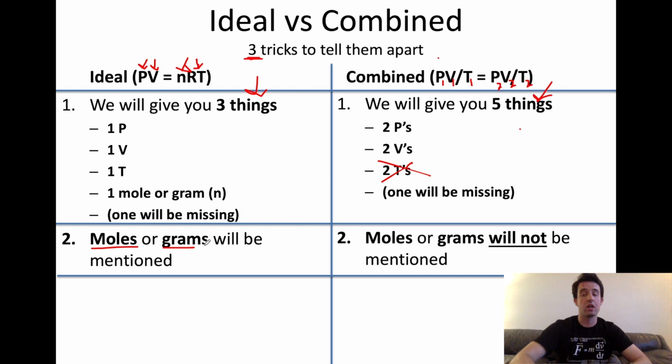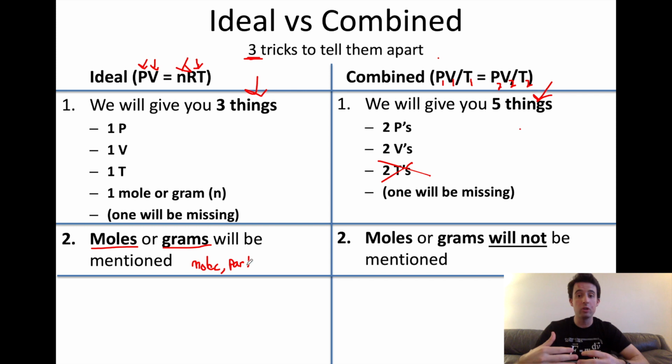Looking at the next rule we've got, look for words like moles or grams, and realistically this slide should also say molecules, and also atoms, and also particles. Just for keeping it concise so that you guys didn't have to write a whole bunch of stuff in your notebook, I just wrote down moles or grams. If moles or grams are mentioned, you know it's an ideal gas law.